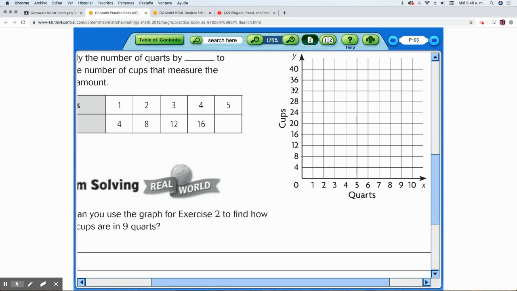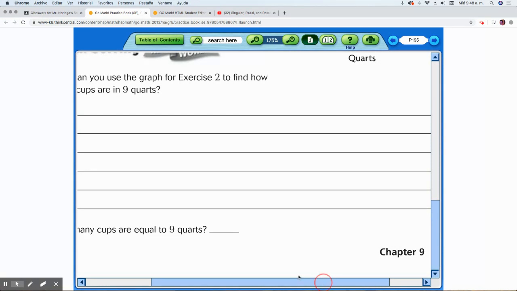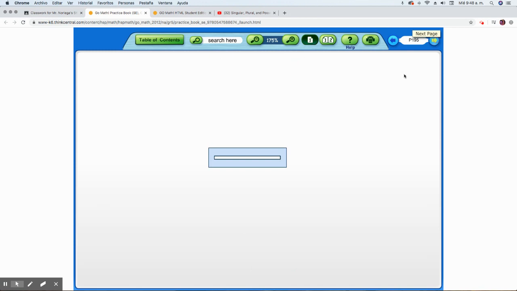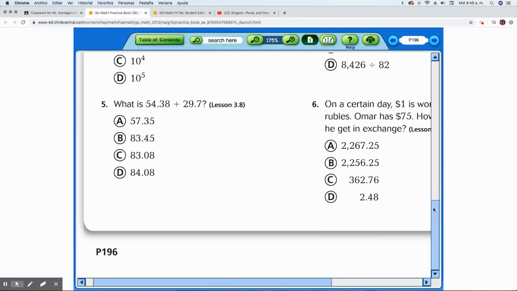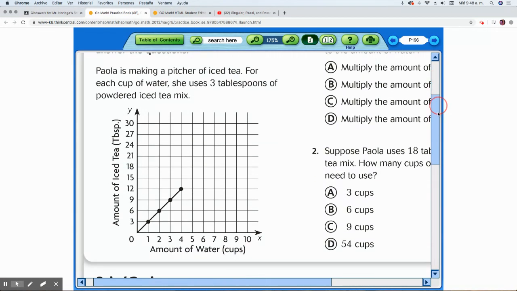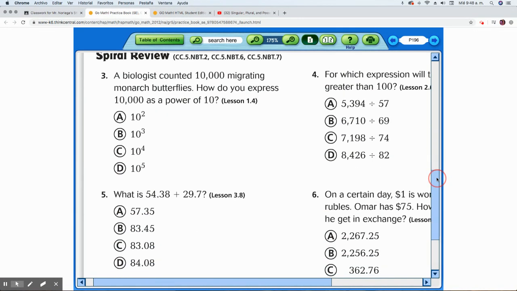Don't forget to also go over the next page, 196. Send me a message if you have any questions. Don't forget to turn your work in, please, when you finish. All right, so I'm going to stop talking, let you work, and see you on the next video.